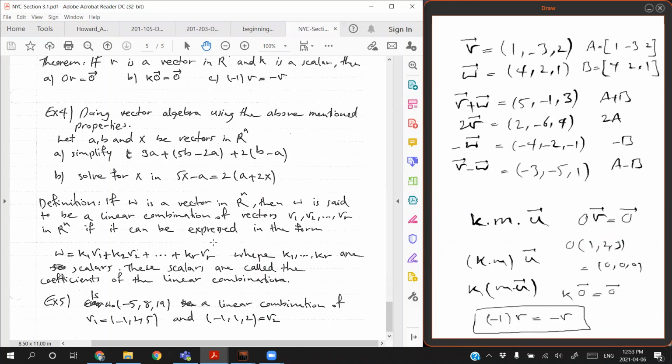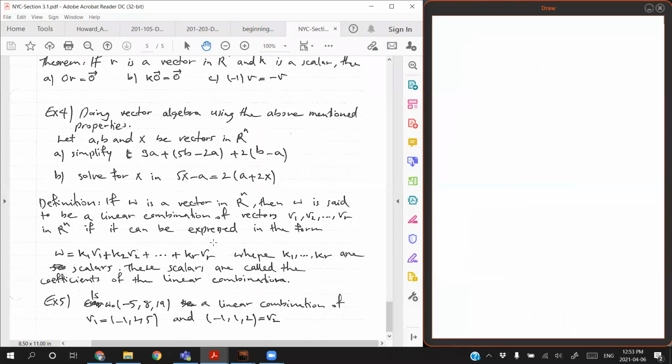So using these properties, you can now do vector algebra. So the same way we did matrix algebra, we can now do vector algebra in order to isolate a certain vector. So let A, B, and X be vectors in Rn. Simplify 3A plus 5B minus 2A... I'm going to put arrows on top to emphasize that these are vectors, they're not real numbers.